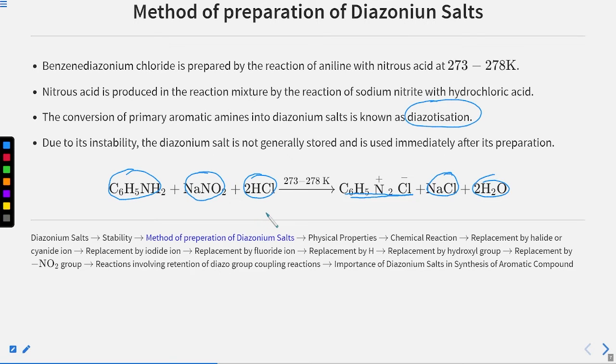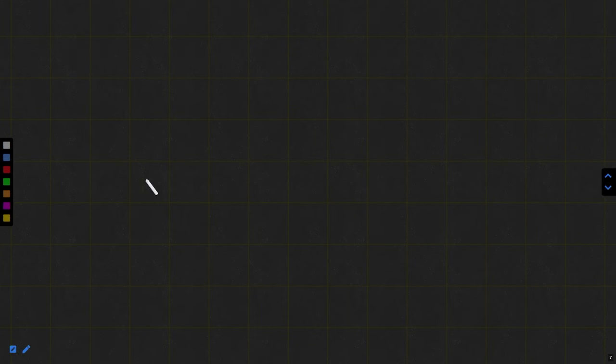Now, due to its instability, the diazonium salt is generally not stored and is used immediately after its preparation. As I mentioned earlier, the diazonium salt is not stable; it quickly degrades, so it is used just after the preparation. Now, if you talk about the mechanism, how is it formed? This is the way it is formed. So you have your aniline.